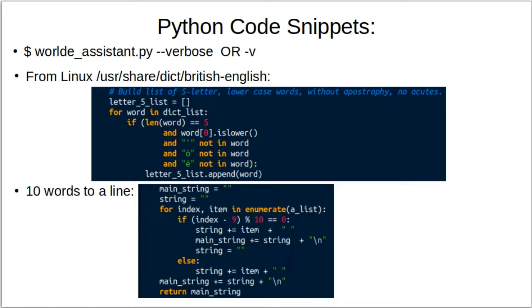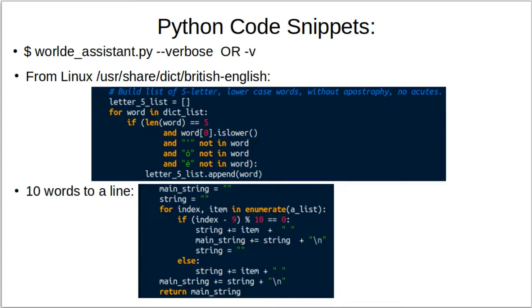So I start with, if the length is equal to 5 and the word is lowercase, it's not a proper noun, it doesn't have an apostrophe in it, so it's not an apostrophe S anywhere, and it's not a sort of French word that's been imported into English but still maintains its acutes or graves. So just that filter gets me, I think, about 4,600 or something words.